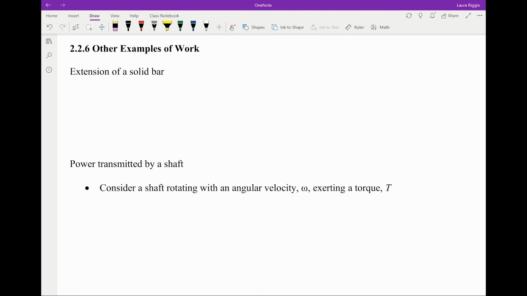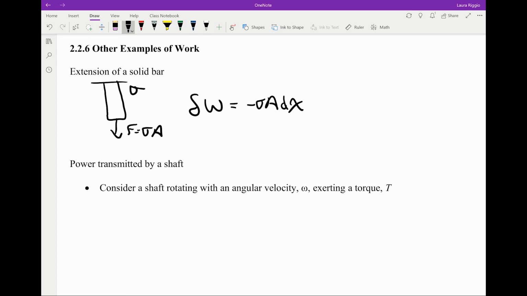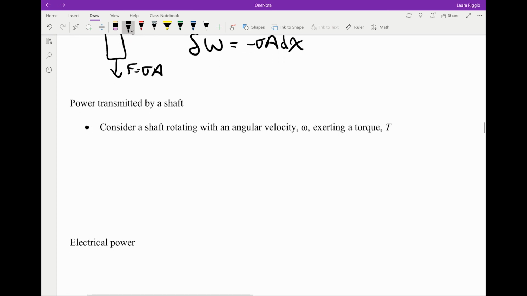So a few other examples of work to finish up this section are the solid extension of a bar. If we have a bar and we pull it, we have sigma, which is our normal stress, and F is equal to sigma A. So our differential work is equal to minus sigma A dx, very similar to that problem we've done previously.